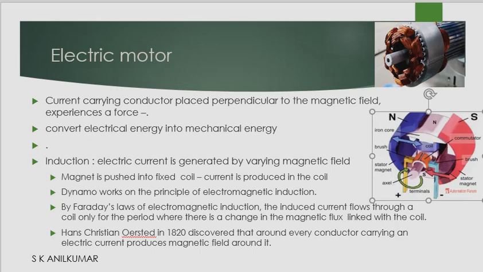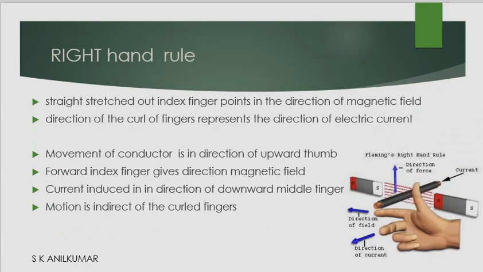This is electromagnetic induction. What is the right hand rule? The right hand rule is that the stretched out index finger points in the direction of the magnetic field. The direction of the curved fingers will give the direction of the electric current, while the direction of the thumb will be the direction of the force generated. Movement of the conductor is in the direction of the upward thumb.